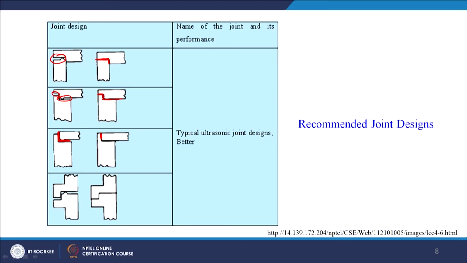The two parts are joined. After joining, this is our joint line, and similarly we can further redesign the part to get this type of joint. So these are some combinations of the joint configurations which can easily be adapted for ultrasonic welding of the plastic parts. So typical ultrasonic joint design.